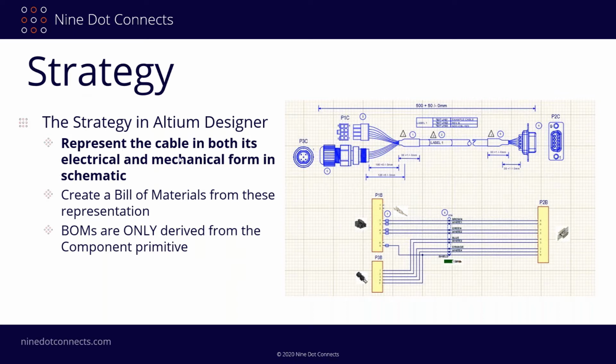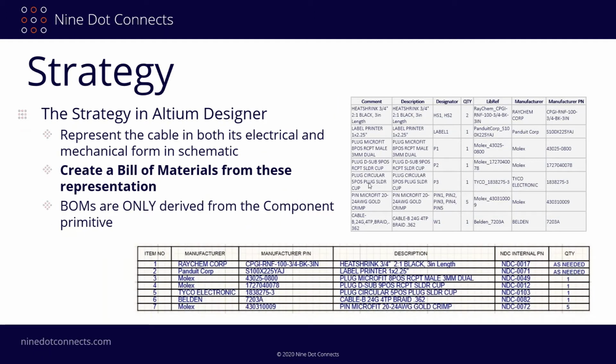So the first thing we're trying to do is represent it in its mechanical and its electrical form, which is what you see here in front of you. Secondly, we need to get a bill of materials out of this. So you're seeing that there's actually 2 bills of materials that we can get. The classic bill of material, where we go to report, bill of materials, and there it is. So you can see it right over here.